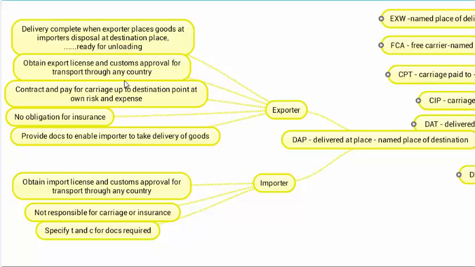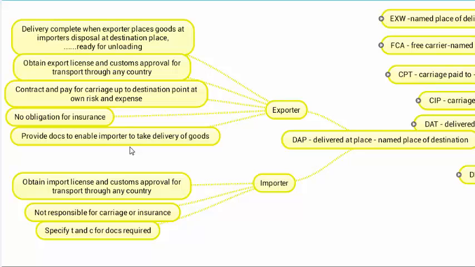He has to obtain customs clearance for transport through any country and export licenses. The exporter has to arrange for carriage of goods up to the destination point, with no obligation for insurance. He has to provide documents that will enable the importer to take delivery of goods. The difference between DAT and DAP will, most of the time, be that DAT will be a terminal whereas DAP will be a place, probably beyond the terminal.